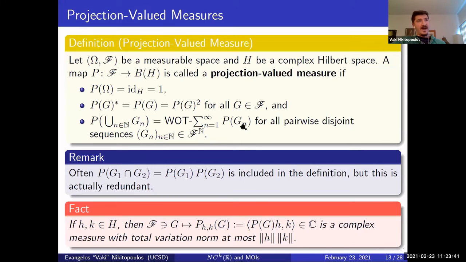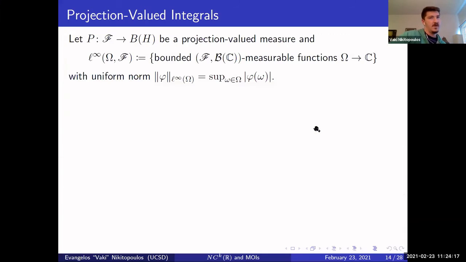So now a little fact we'll need is that if you take two elements of the Hilbert space, h and k, then the map that takes a measurable set G to what I'll call P_hk(G), which I'll define as the inner product of P(G) applied to h with k, is a complex measure with total variation norm at most the product of the norms of the two input vectors. So that's a basic fact about projection valued measures, and it is what allows us to integrate against projection valued measures.